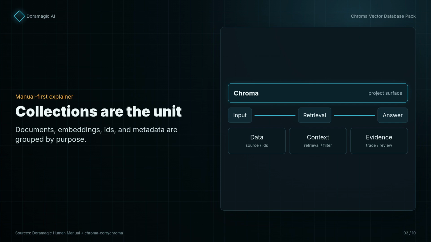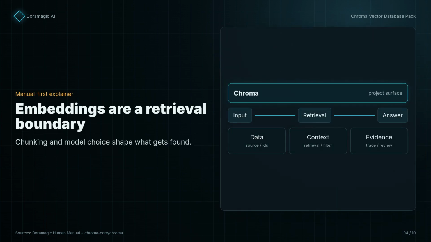Embeddings are the second boundary. Chroma can work with embedding functions, but the quality of retrieval depends on how text is chunked, what model creates the vectors, and whether the query matches the same semantic space as the stored documents.